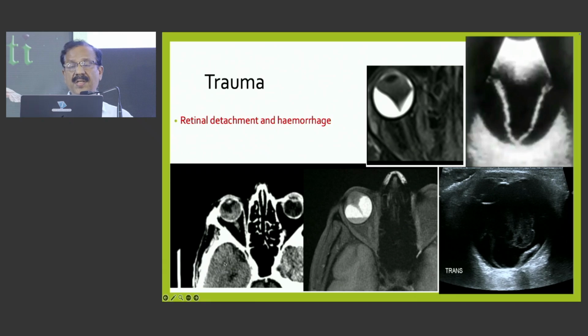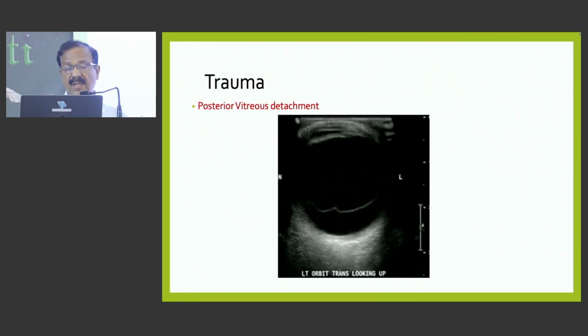Retinal detachment. Retinal detachment is the detachment of the photosensory layer from the pigmented layer. It is seen as a thin membrane that is bright and smooth, and it is attached posteriorly to the optic disc and anteriorly to the ora serrata. Here you can see the retinal detachment in MRI. This is also an MRI picture, CT scan, and another picture of retinal detachment with vitreous hemorrhage.